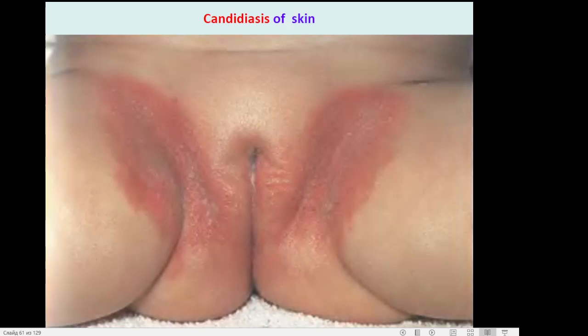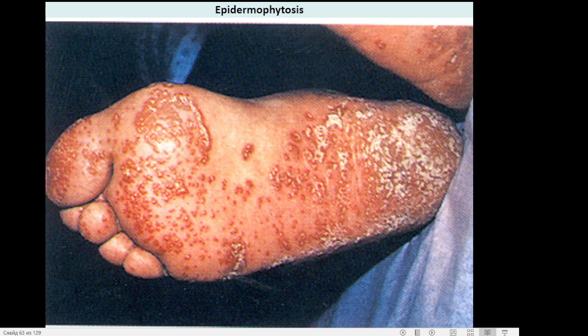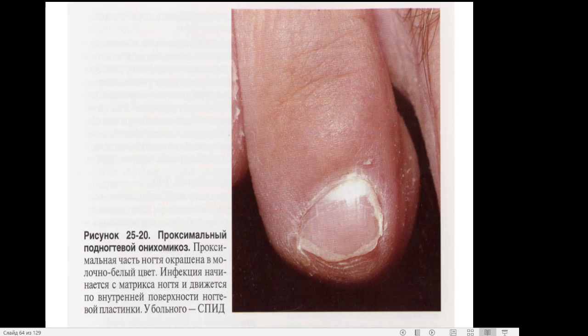It is candidiasis of skin. Different variants of mycosis of skin. Damage of feet, epidermophytosis. Is epidermophytosis possible for a usual human? Yes, possible, but the degree of severity in each case will be less. Here you suspect a serious sign, for example, onychomycosis. It may be in a patient without HIV, and without HIV it is not very severe, really. But maybe also in an HIV patient.